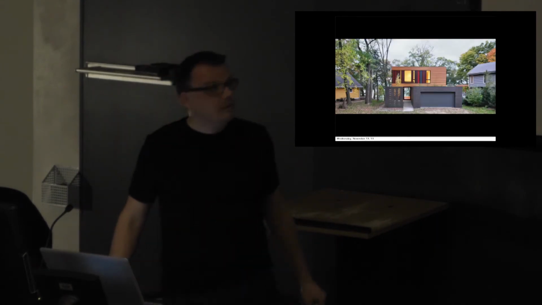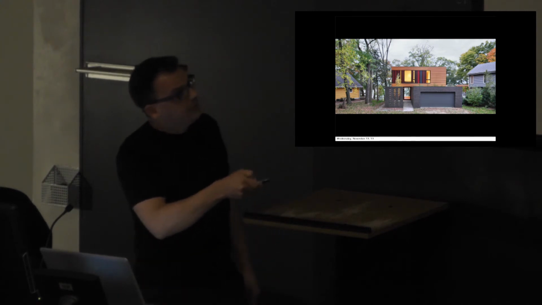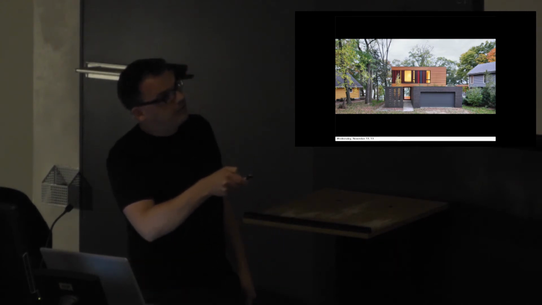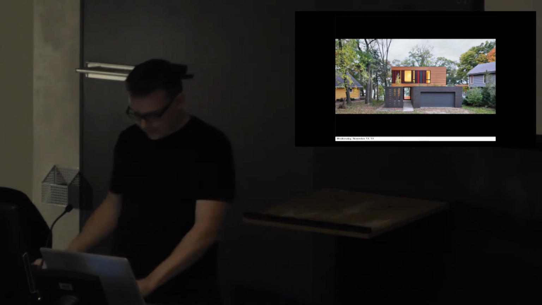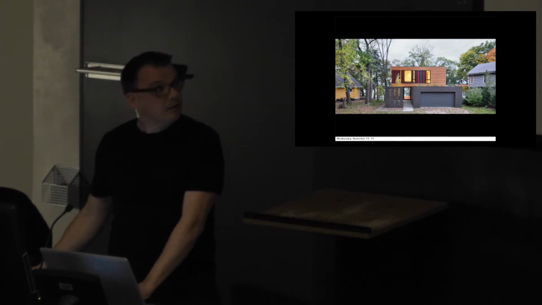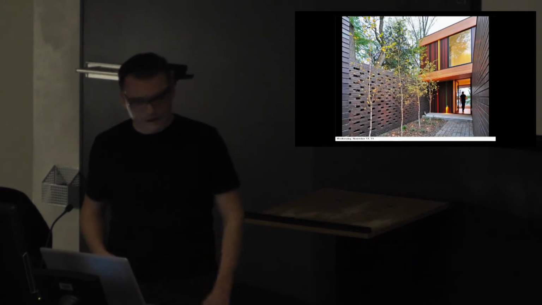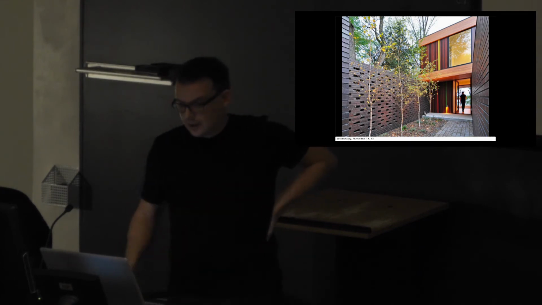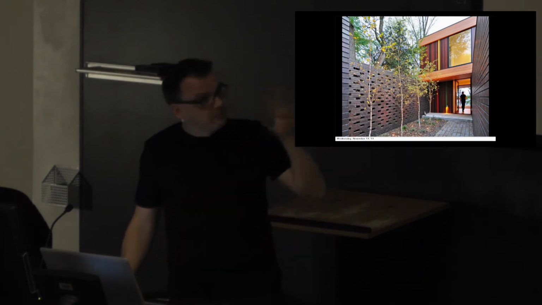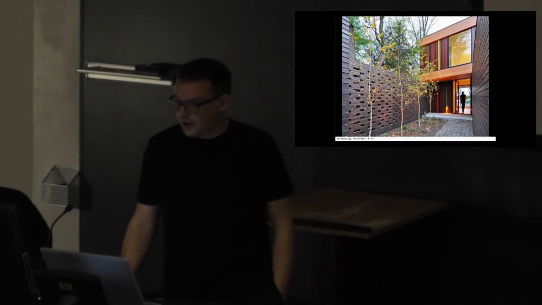And this is what you see when you approach the house from the street. And you see that little entrance slot into the courtyard, with that perforated brick wall. So you enter from the street into the courtyard, and then walk to the transparent front door, which is here. That frames a very nice view of the lake beyond.